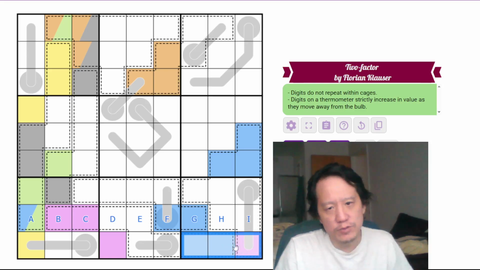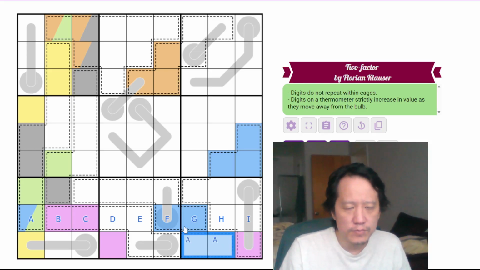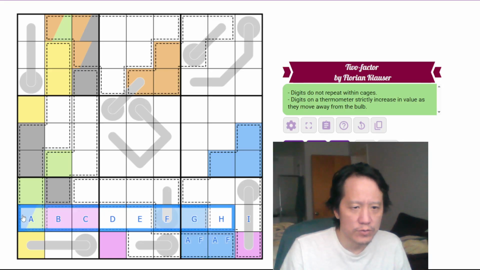A has to match one of these two. F must match one of those two. Because where are these in row 8? They can't be any of these. They can't be any of these, so they must match those. So this is an AF pair.